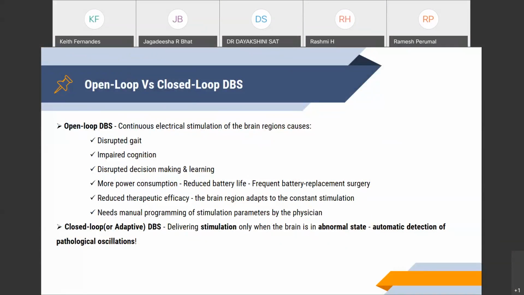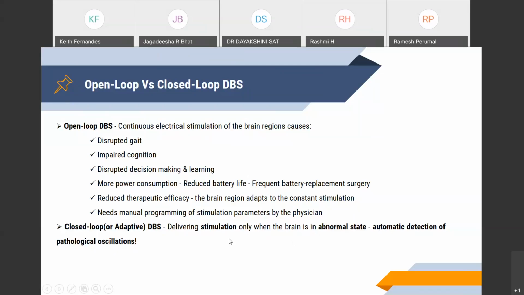So here comes the concept of closed loop deep brain stimulation, or adaptive deep brain stimulation. In adaptive deep brain stimulation, the stimulation is delivered to the target brain region only when the brain is in an abnormal state. When the patient suffers from any motor symptom, there is some abnormal pattern in the deep neural recordings of the brain, and we need to identify the pattern. If there is an algorithm that could detect the early onset of the pattern, we can deliver the stimulation only when the brain is in an abnormal state. So it requires a closed loop algorithm for automatic detection of pathological oscillations.